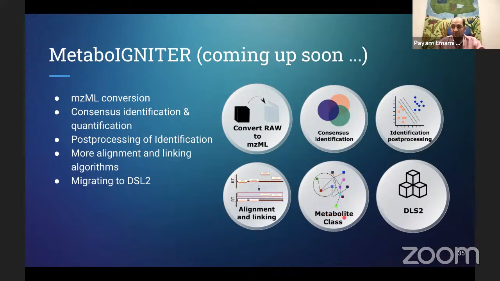Metabolite class detection is already part of the workflow. The parameter is not exposed to the user, but it will be, and it will be part of the output. And we are in the process of migrating to DSL2. It should not affect the user experience that much, but from the developer side, it's a big deal.